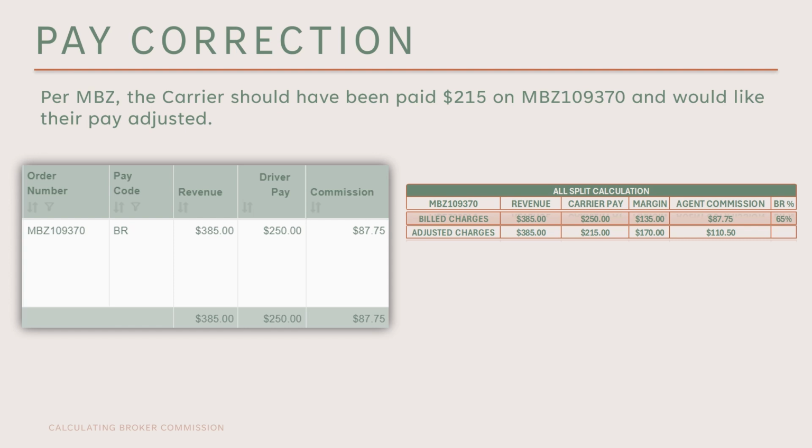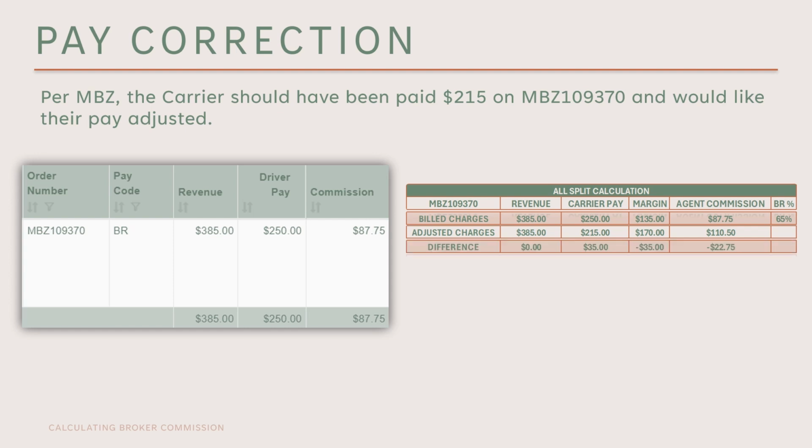Now you can see our margin has gone up $35. So since we decreased our carrier's pay, now our margin has gone up, which means the agent would receive more commission because now they're getting 65% of 170 instead of 65% of 135.